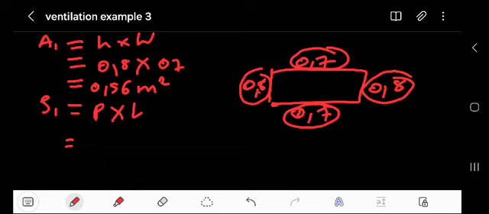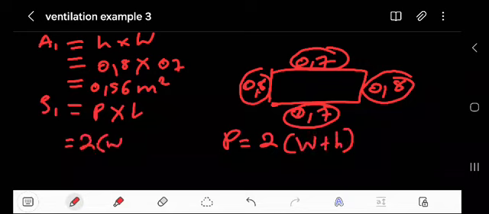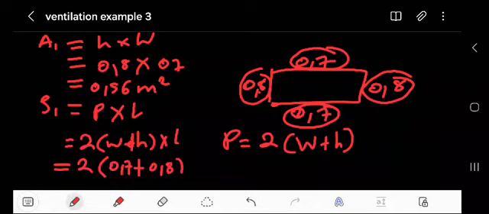So the perimeter of the rectangle, the formula for perimeter is simply 2 times (width plus height). Use that: 2 times (width plus height) multiplied by the length. So 2 times (0,7 plus, here it is plus, 0,8) multiplied by the length. The length is the one we've been given. They said it is 30.